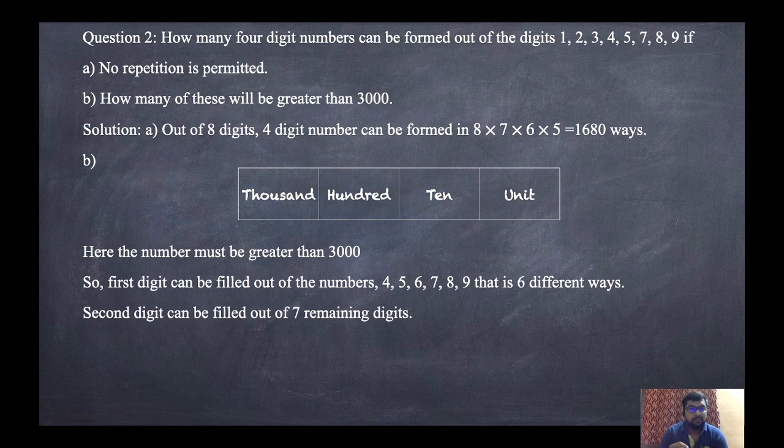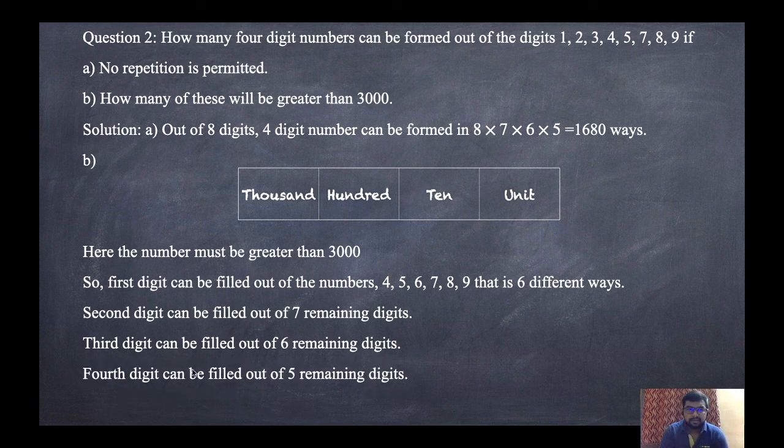Now for hundreds place, out of 8, we have fixed the first digit. Okay, so we have used one number. Now for hundreds place, there is no restriction. So out of the remaining, we can fill this place in 7 ways. Okay. Now third digit can be filled out of 6 remaining digits, and last it will be of 5 remaining digits. So here only this restriction for thousands place makes the difference. Otherwise it is very easy.